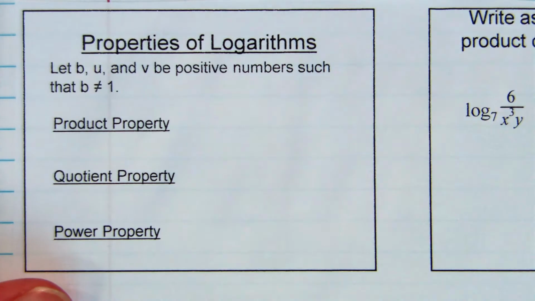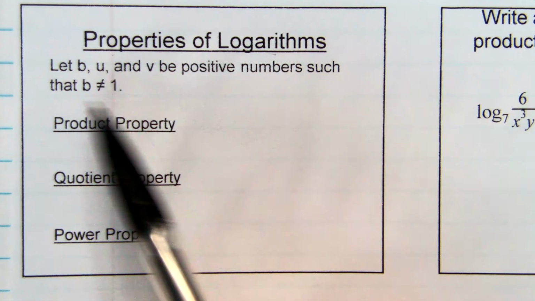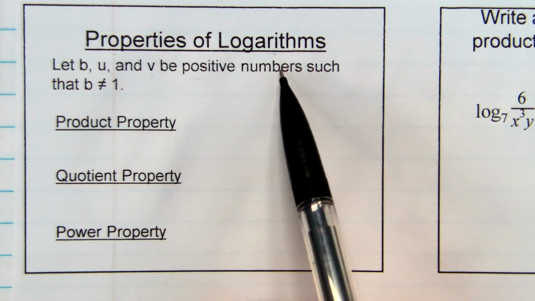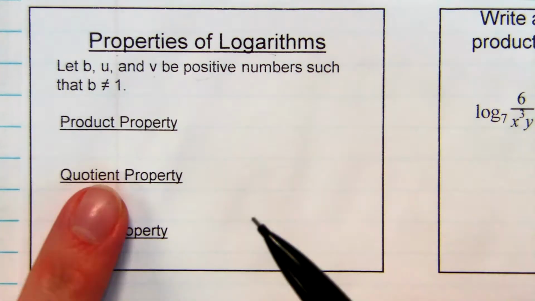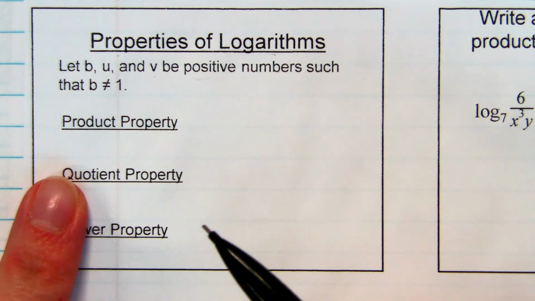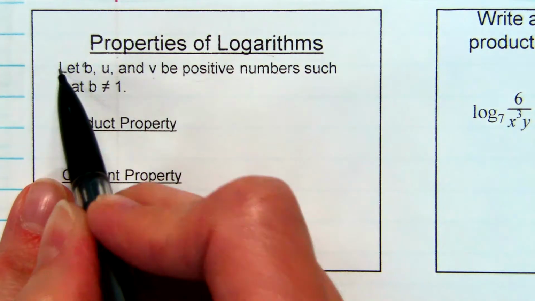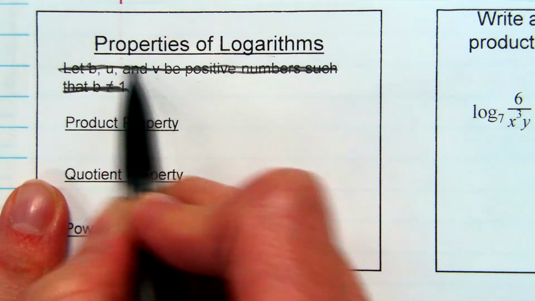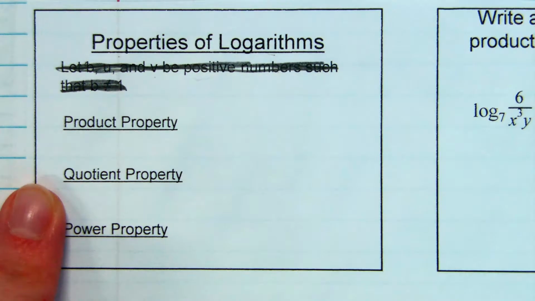So we're going to first talk about what the properties of logarithms are. This is: let b, u, and v be positive numbers such that b does not equal 1. Actually, I've decided I'm going to change those letters. I'm going to cross that part off because I want to use different letters. I don't like using u and v because u's and v's sometimes look the same. So I'm going to use x and a and b.